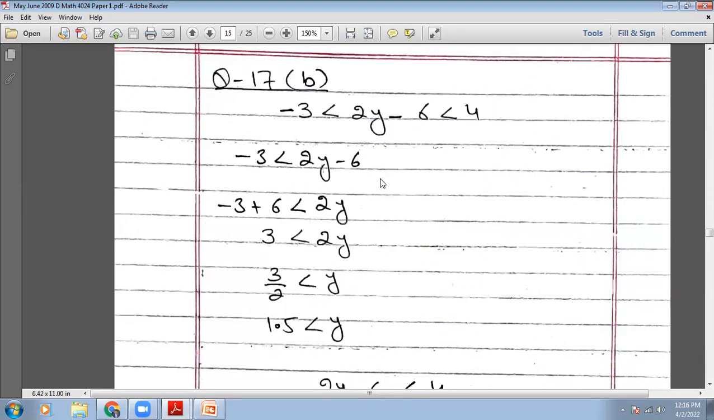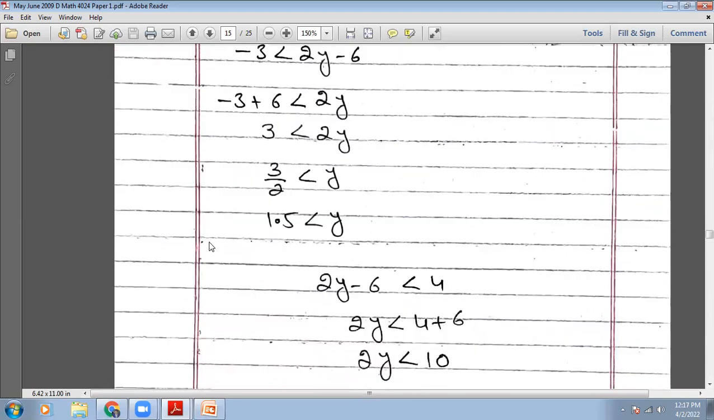So y minus 3 less than 2y minus 6. So minus 6 will go to the other side. Minus 3 plus 6 less than 2y. 3 less than 2y. 3 by 2 less than y. 1.5 is less than y. So in other words, you can say y is greater than 1.5.